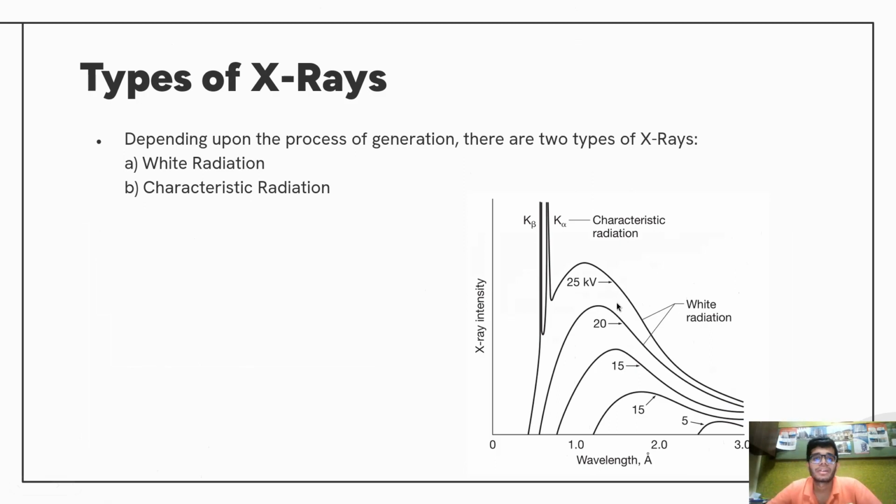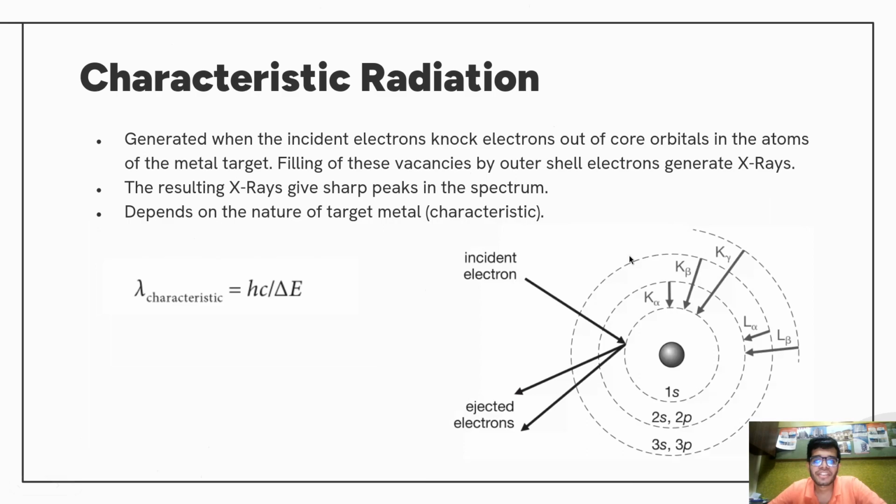Now, from this diagram we can also see that at high accelerating voltage, at some wavelengths we obtain extremely high intensities, and these are called characteristic radiation. What exactly is characteristic radiation? Sometimes these high energy electrons remove the inner electrons of the target metal. Then electrons from higher energy shells occupy the vacancy, and hence X-rays are generated.